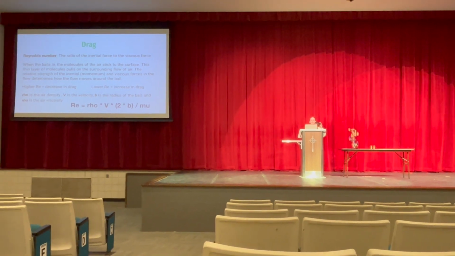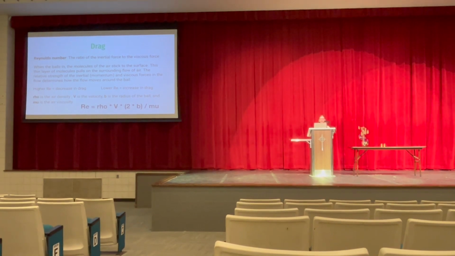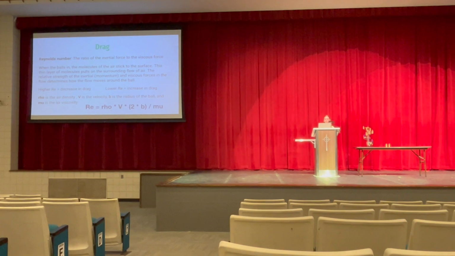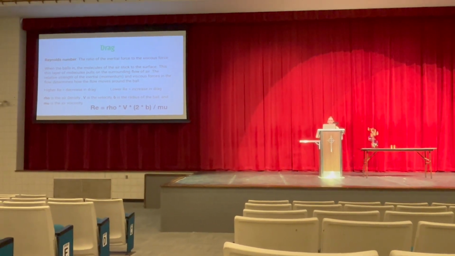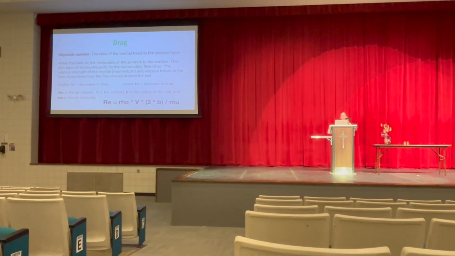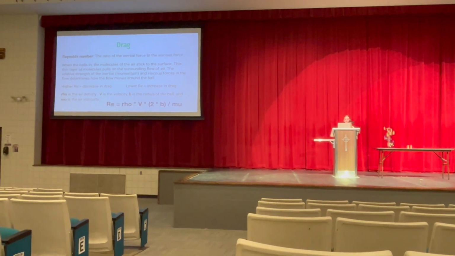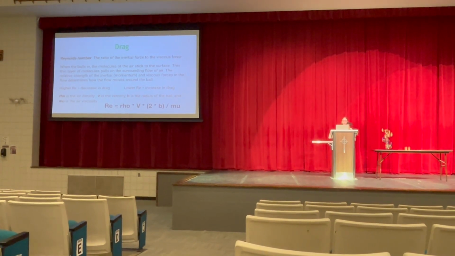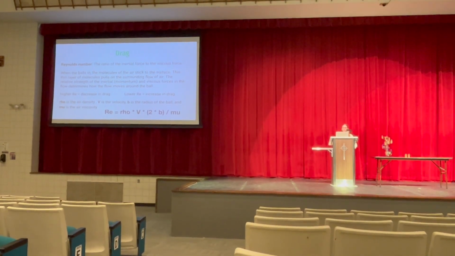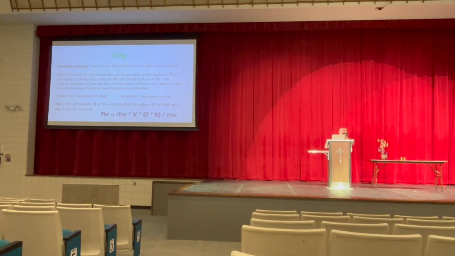So another interesting thing that I found out is there's something called the Reynolds number, which is kind of funny. And it is the ratio of the inertial forces to the viscous forces, which is basically momentum versus air forces. So when the ball's in the air, the molecules of it stick to the surface of the ball, and this layer of molecules pulls on the surrounding flow of the air, and the relative strength of these forces determines how the flow moves around the ball. So a higher Reynolds number equals a decrease in drag, and a lower one increases drag. And you can see the equation down there.